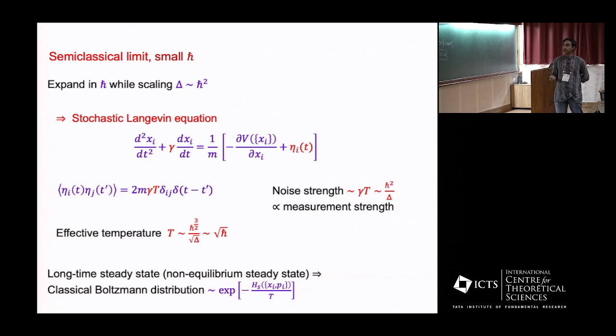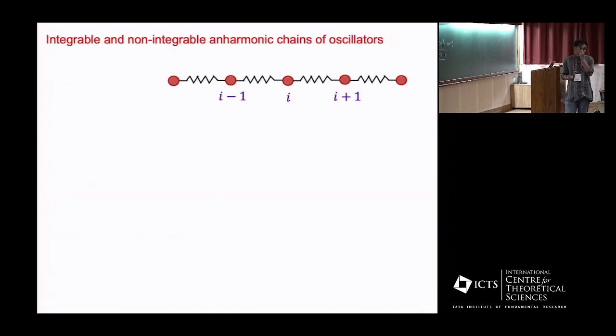Since it's a Langevin equation, it will lead to a non-equilibrium steady state which is determined by this effective temperature, which is determined by the measurement and quantum mechanics. So now what we are going to do is see whether there can be a chaotic transition in this classical limit.